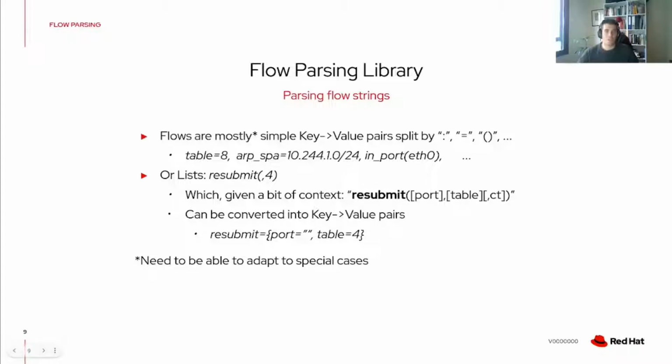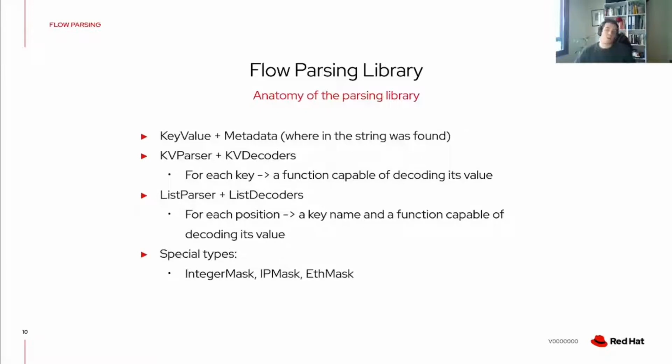So first, the foundations. Most parts of the flow are basically key value pairs. The character that is used to split the key and the value sometimes differs, but it's essentially a key value. Other parts of the flows are lists, but when given a little bit of context, they are very easily convertible into key value pairs. The core library, therefore, is based on a key value object. We introduce some metadata that helps us find it in the original string, and the parsing is performed using two kinds of objects, a parser and a decoder.